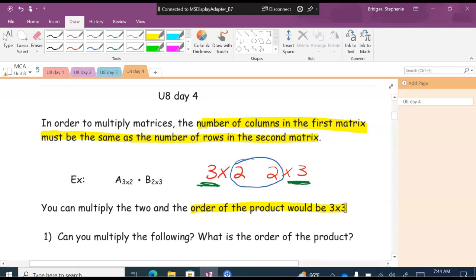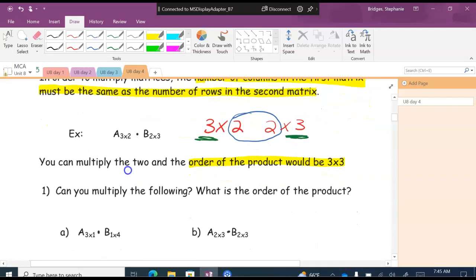Again, the number of columns in the first has to match the rows in the second. If they don't match, you just put not possible, can't do it. Other than that, the process is exactly the same. We're going to do just like we did on Friday. Rows by columns, we multiply, and then we add what we have.